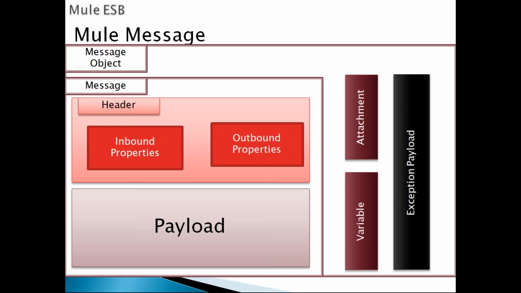Variables: if we have to create any variables, we use the variable connector. Attachments: if we have a form-based payload, we attach it. The exception payload is where we have errors, null payloads, and some faults. We use connectors like exception strategies and do the exception handling in the exception payload.